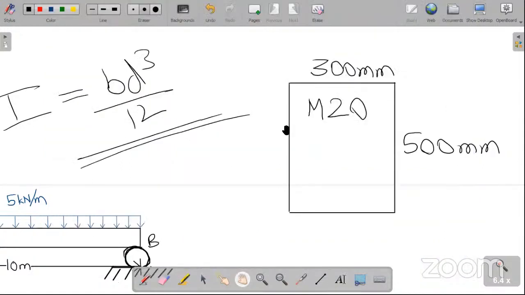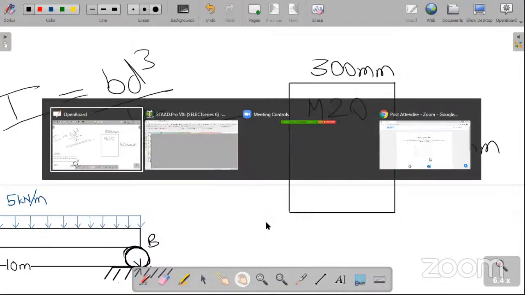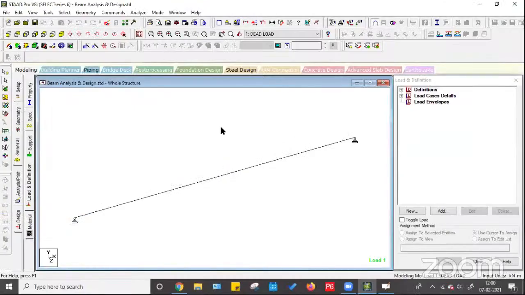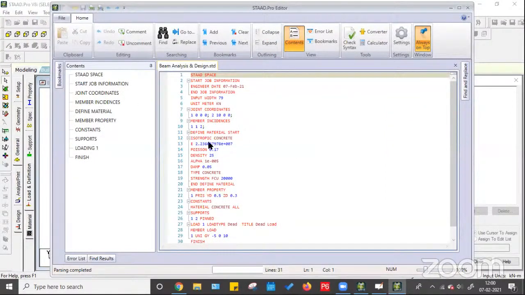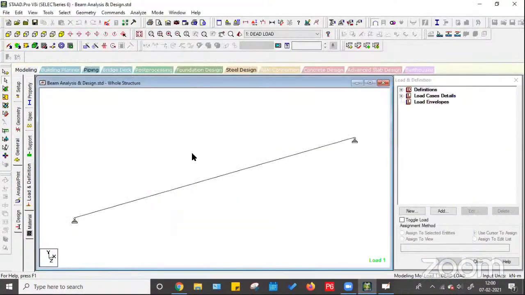This is done, and your STAAD will get updated. And if you go back here, you'll see those data only. You can see E value, this is 25 density and FCU is 20,000. So that's done. Now you just need to analyze print. So just go to analyze print.